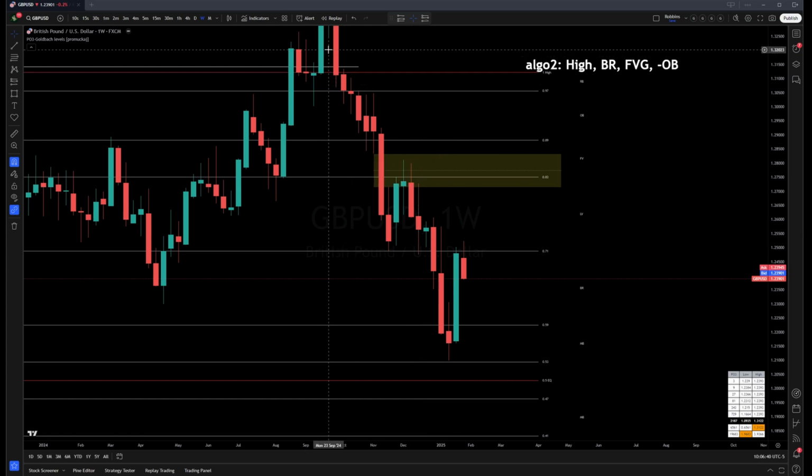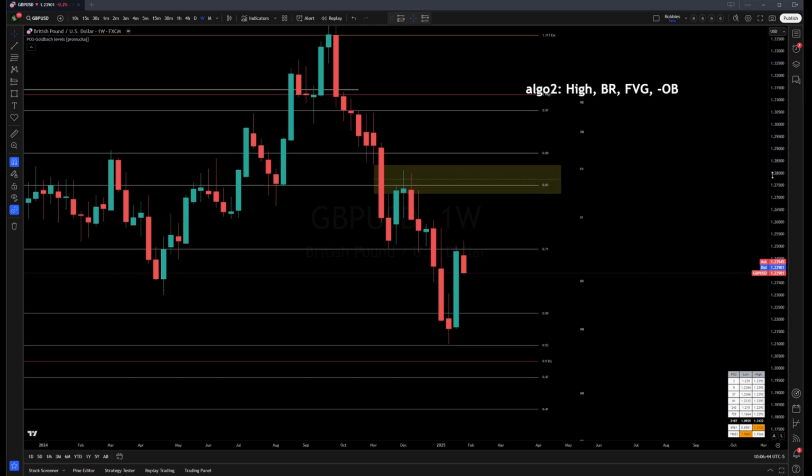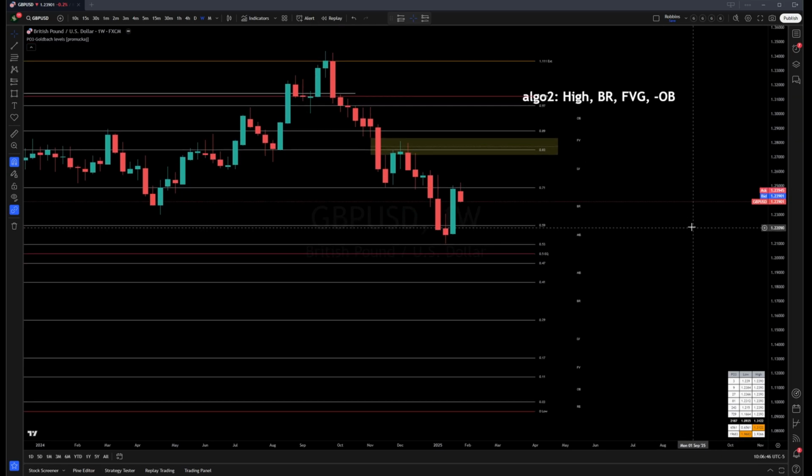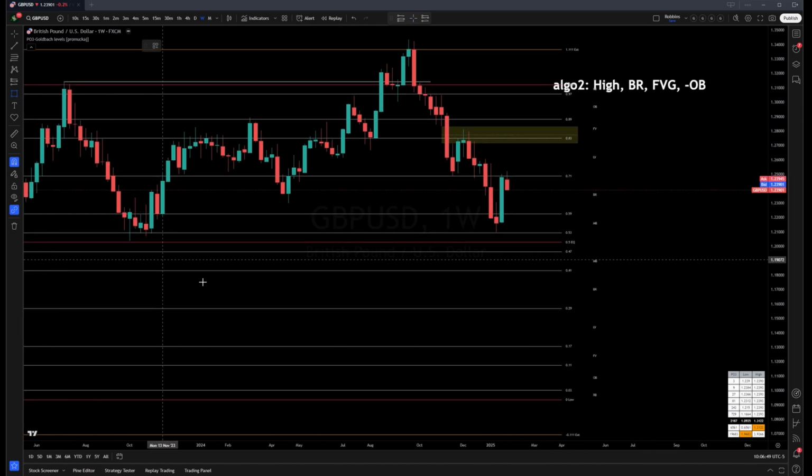So we had high, breaker, fair value. Now, where do we expect the algorithm to terminate? At the opposing order block level.